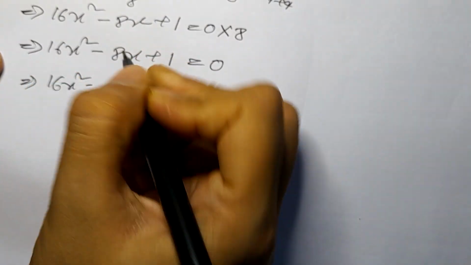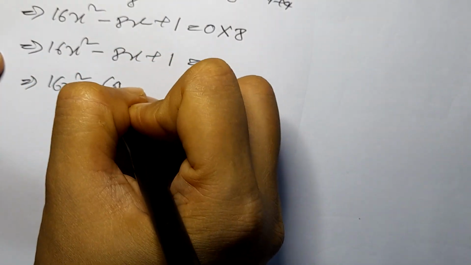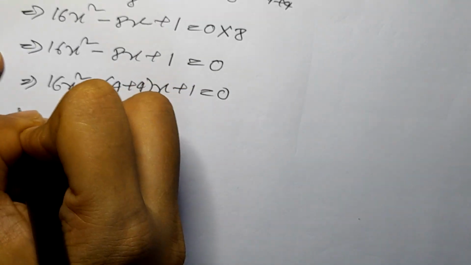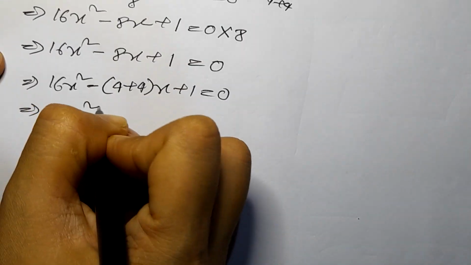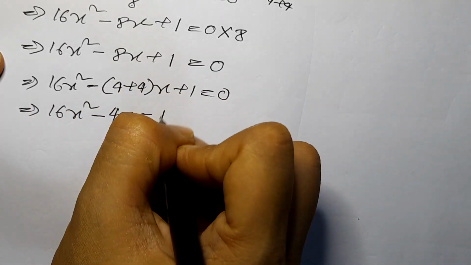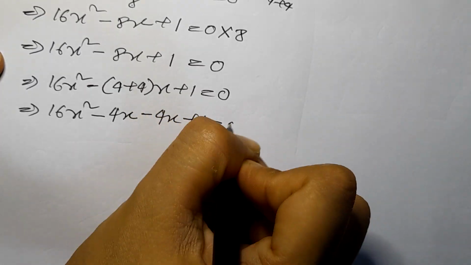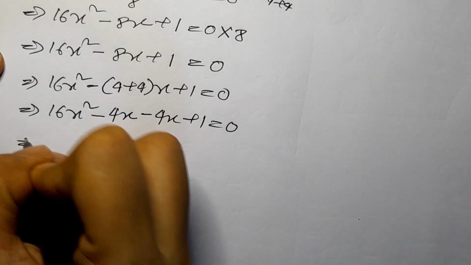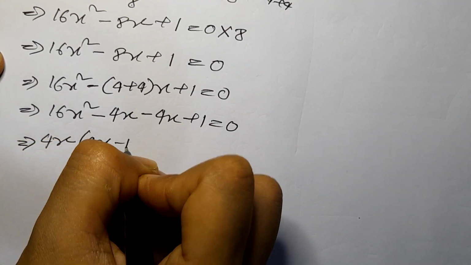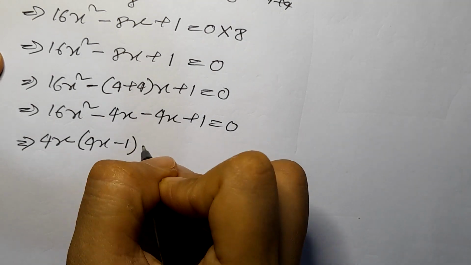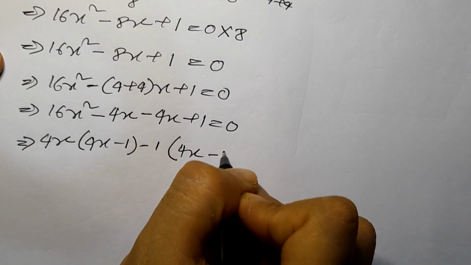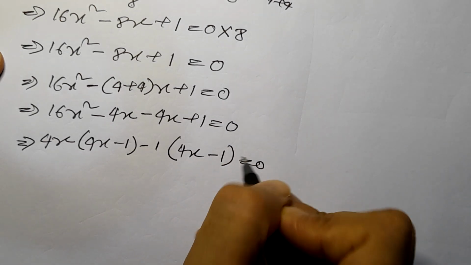16x square minus 4x minus 4x plus 1 equal to 0. 4x is common, so it gives 4x minus 1. Here minus 1 will be common, so it will be 4x minus 1 equal to 0.